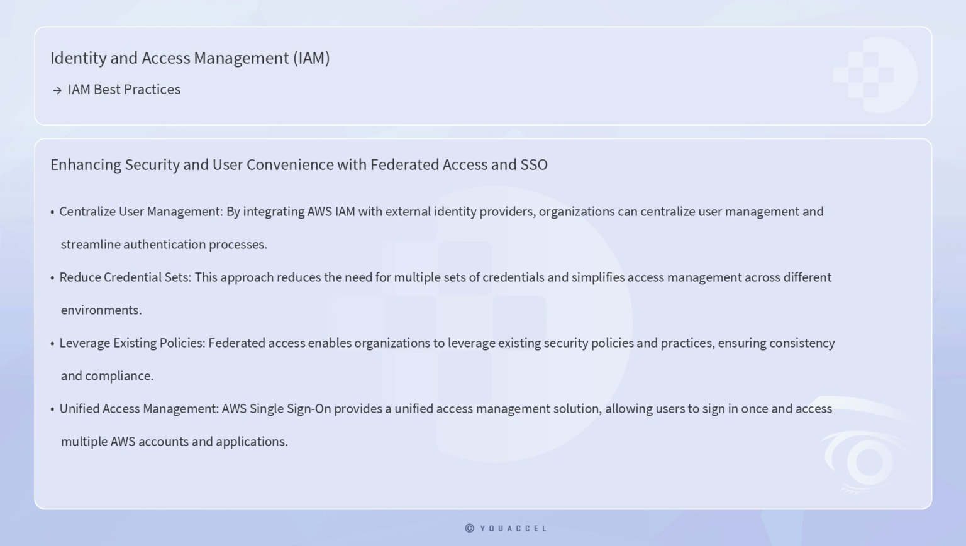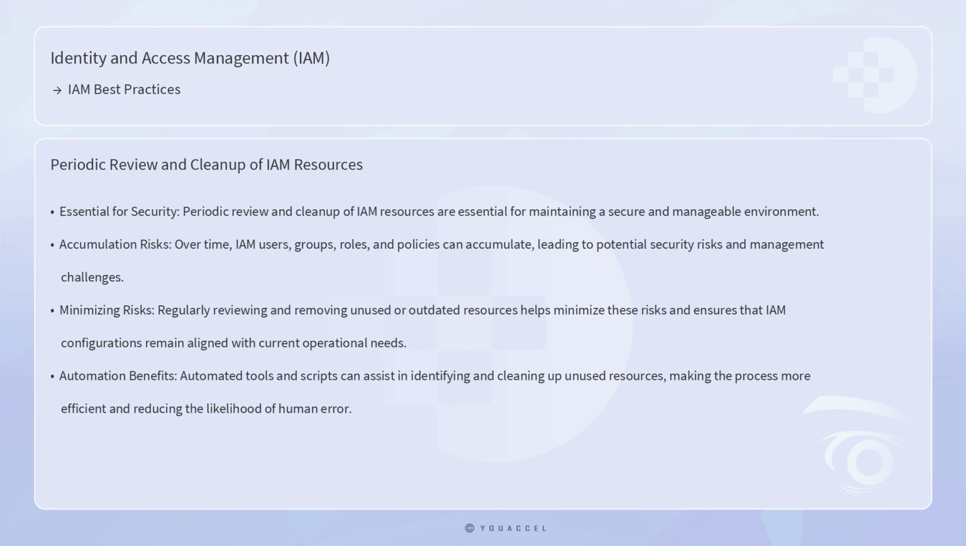AWS Single Sign-On provides a unified access management solution, allowing users to sign in once and access multiple AWS accounts and applications. Periodic review and cleanup of IAM resources are essential for maintaining a secure and manageable environment. Over time, IAM users, groups, roles, and policies can accumulate, leading to potential security risks and management challenges. Regularly reviewing and removing unused or outdated resources helps minimize these risks and ensures that IAM configurations remain aligned with current operational needs. Automated tools and scripts can assist in identifying and cleaning up unused resources, making the process more efficient and reducing the likelihood of human error.